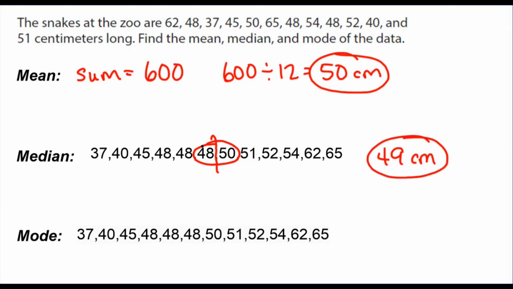And then the mode, we're looking for the most frequent number, or the one that occurs the most. And we'll notice 48 occurs 3 times, which is more than any other length of snake. So our mode is 48 centimeters. So again, a typical snake is somewhere between 48 and 50 centimeters at this zoo.